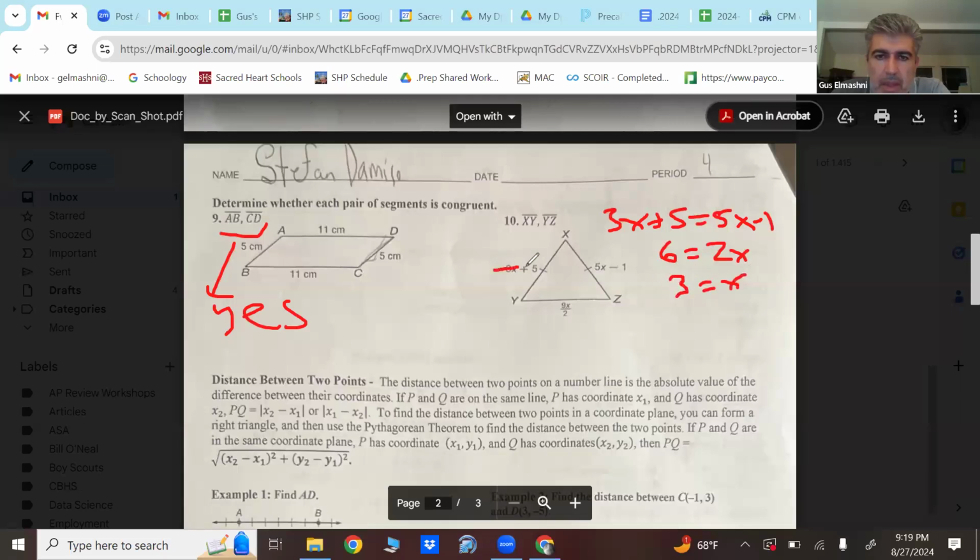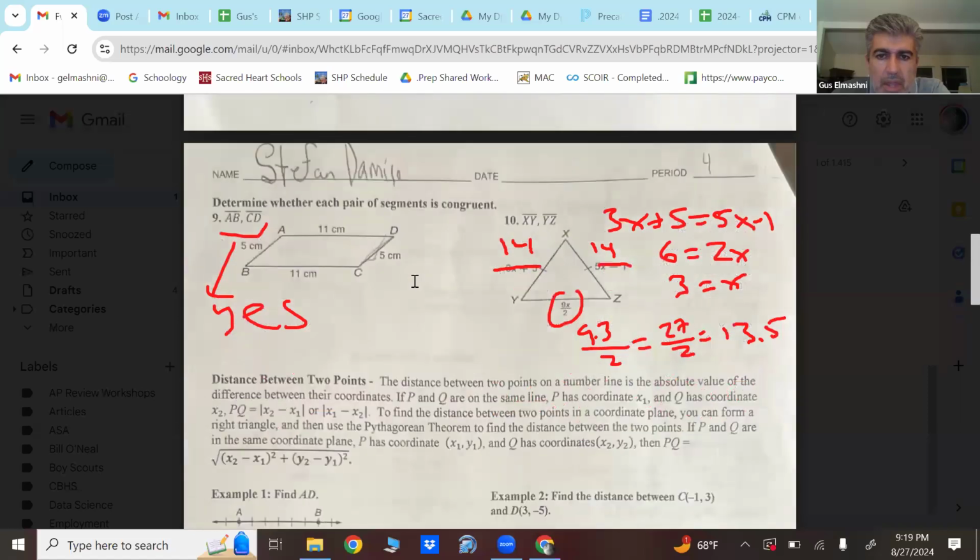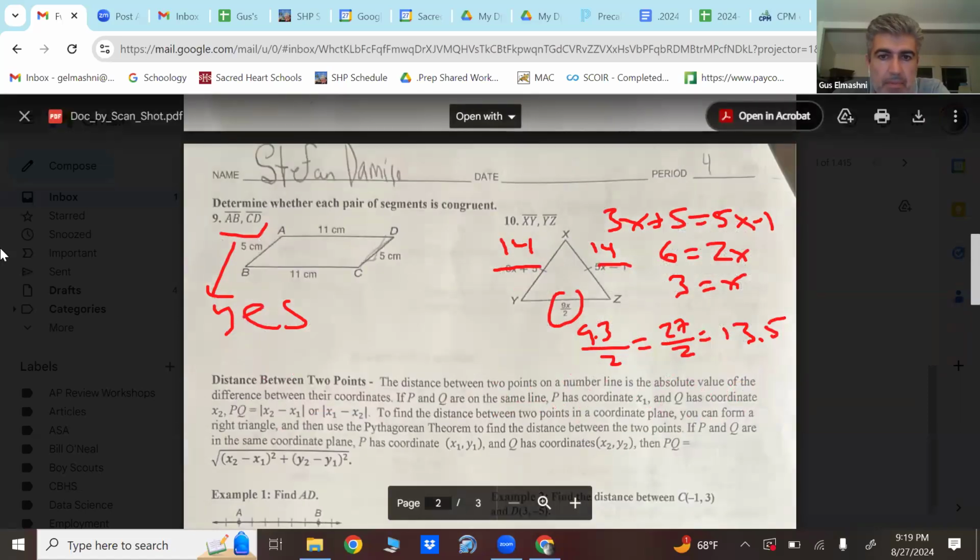So X equals 3. So that now becomes 14 and 14. But this becomes 9 times 3 over 2, which is 13.5. So the answer is no. XY and YZ are not the same, because 14 does not equal 13.5. It's close, but not exactly.